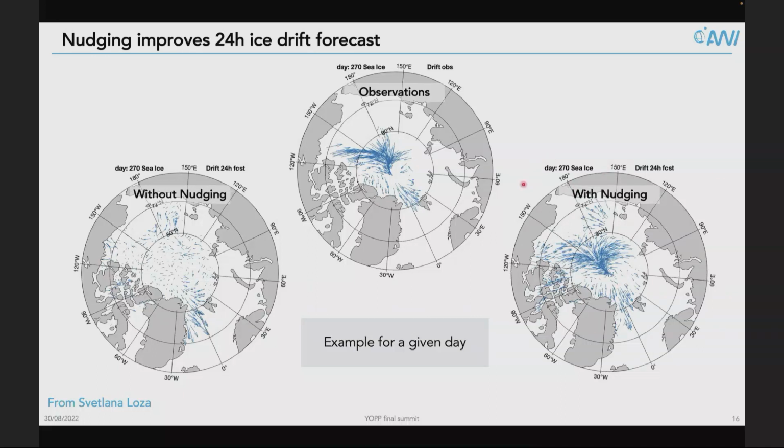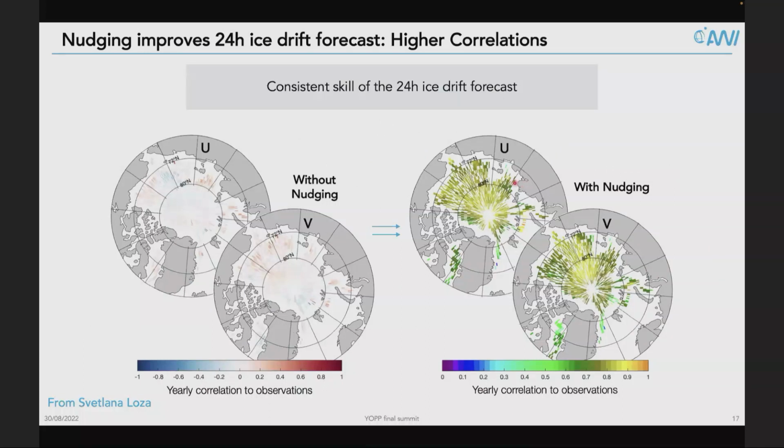So to confirm that the example I just showed is representative of any other day of the year, we plot the correlation of the 24-hour ice drift forecast to the observations, for the whole year, and for each of the U and V coordinates, without nudging on the left side and with nudging on the right side. And what we can see is that without nudging, we had correlations basically oscillating around 0, and with nudging, quite high correlations above 0.7.